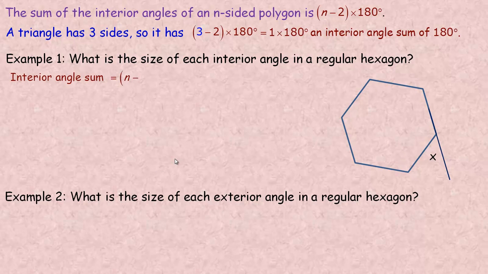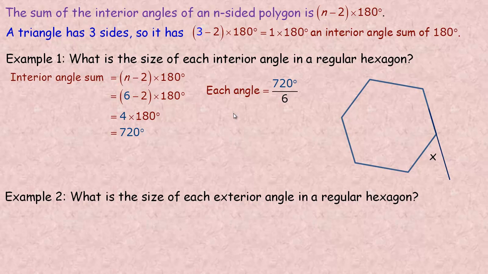So here's our interior angle sum formula, and it's a 6-sided figure, so we're going to put 6 in place of n. 6 minus 2 is 4. And so we multiply 4 by 180, and the interior angle sum is 720 degrees. And since it's regular, all the angles are the same, so we divide the 720 by 6 because there's 6 equal sides, and we get 120 degrees. And so this is what it looks like.